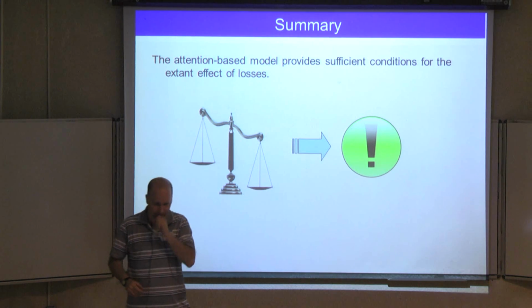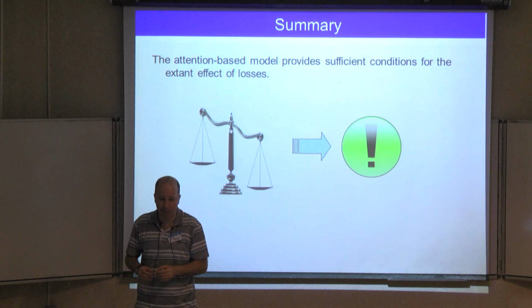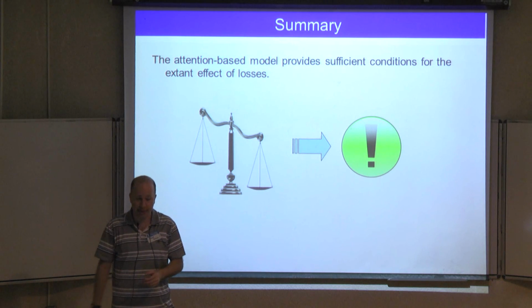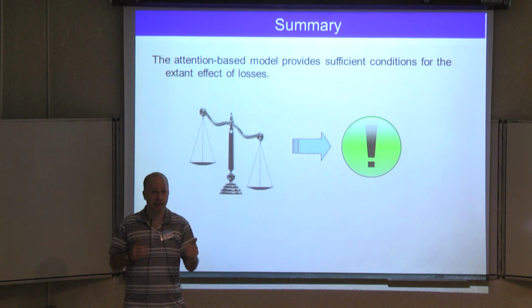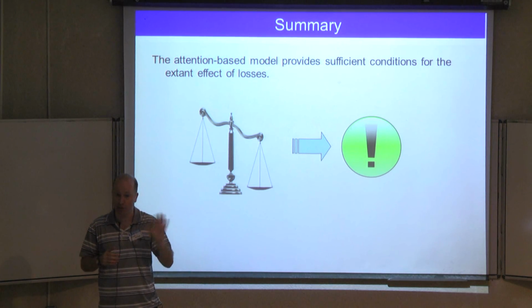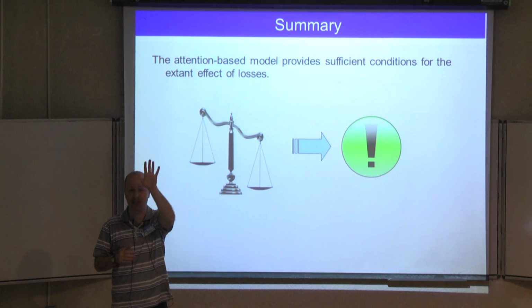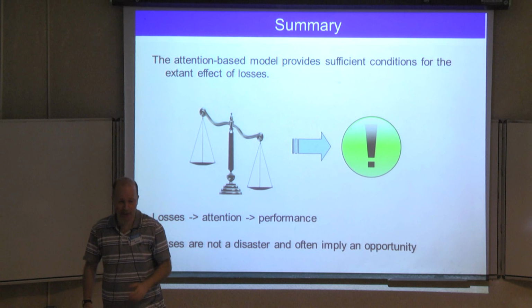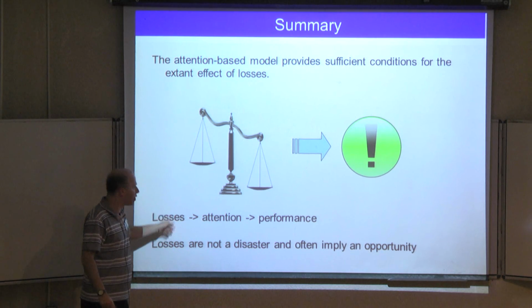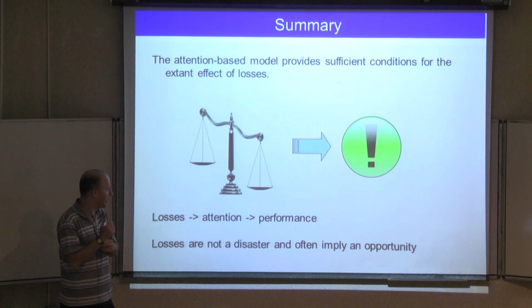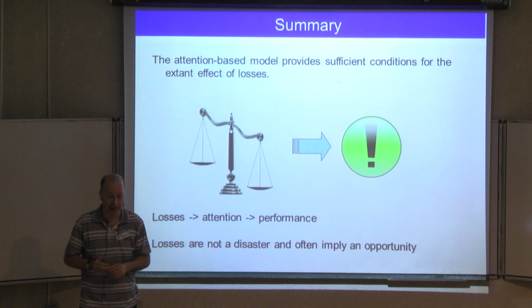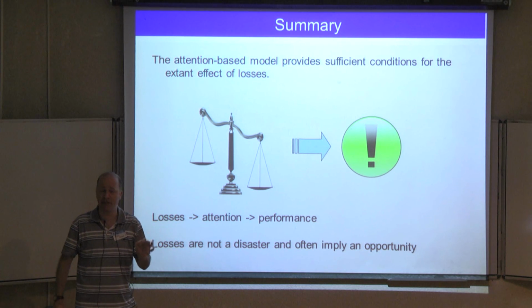So, in summary, I think that the attention-based model provides a sufficient condition for many of the extant effects of losses. I only presented you some of these effects. And more broadly, I think that the tilted scales paradigm should be replaced with a paradigm where there's an attention sign. That is, losses just draw your attention. And this, I think, has 2 morals. One is that losses increase attention, increase performance. And the other thing is that losses are very often not only not a disaster, as Elizabeth Bishop suggested, but they also sometimes imply an opportunity.